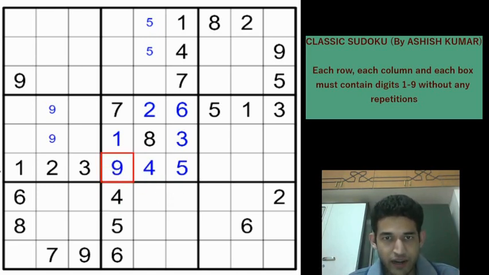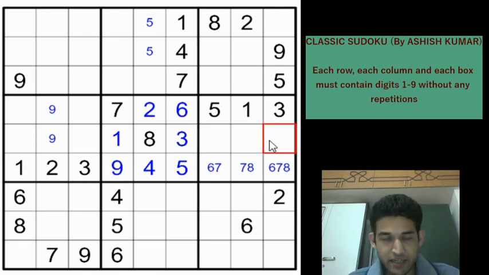Right? And row 6 can be filled now. 4, 5, 9, 1, 2, 3 have been placed. Remaining digits are 6, 7 and 8. Right? You have a 6 here, so this will be a 7 or 8. And you have an 8 here. So this will be 6, 7 and this will be 6, 7 and 8.